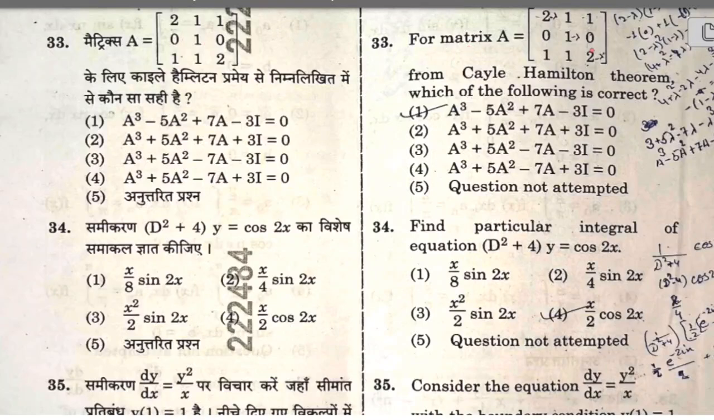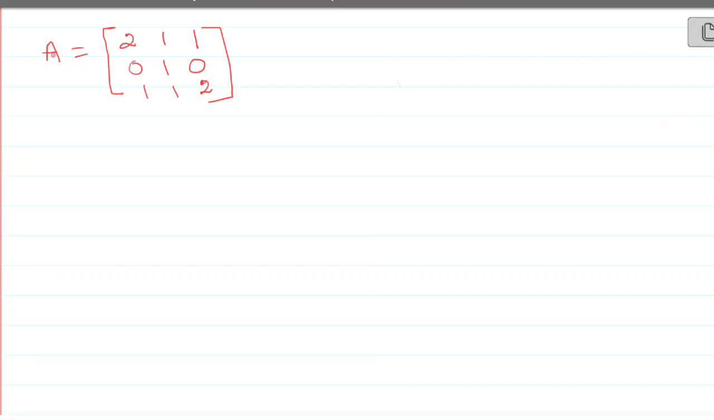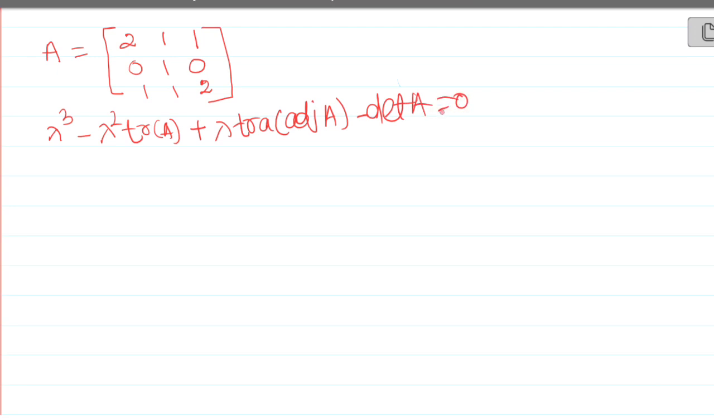Next, for a matrix A, from the Cayley-Hamilton theorem, which of the following is correct? Okay, so now you can calculate this. The given matrix is A. Now, using the equation, as it is a 3 cross 3 matrix, you can write lambda cube minus lambda square trace of A plus lambda trace of adjoint A minus determinant A equals 0.